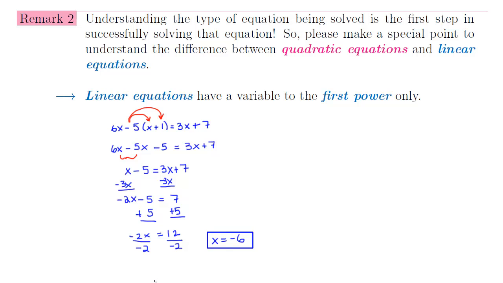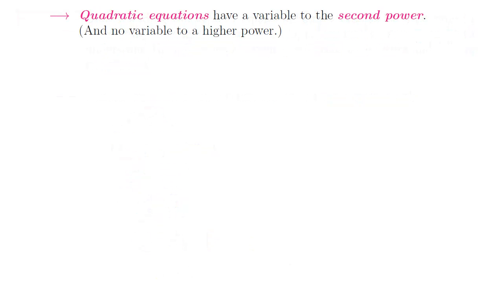Well, now we're going to turn our attention to quadratic equations. Remember, quadratic equations have a variable to the second power and no variable higher. Namely, quadratic equations are equations of the second degree. Like the equation x squared plus 5x plus 6 equals 0. The highest power is 2.